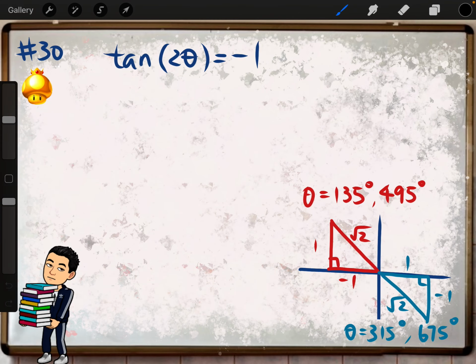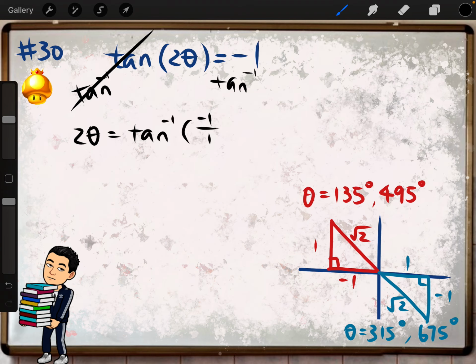Okay, number 30. This one is going to be a little tricky. First thing I want to do is put the inverse on both sides, so that cancels out. Now you're going to have 2 theta equals inverse tangent of negative 1 over 1. I like to place it in fractions. You can think of it as negative 1 over 1, or inverse tangent of 1 over negative 1.